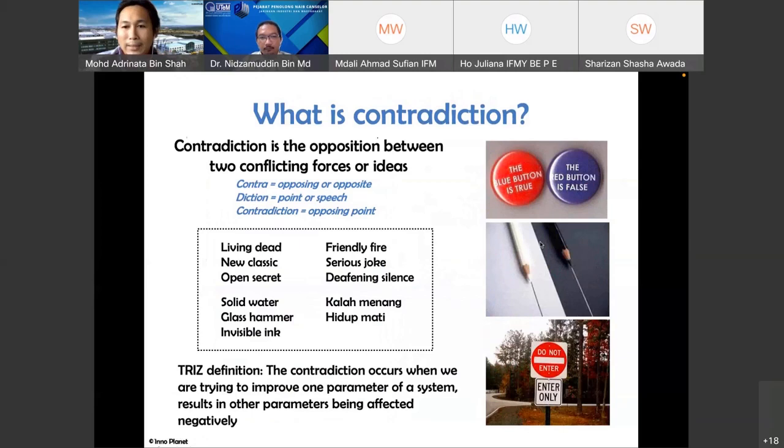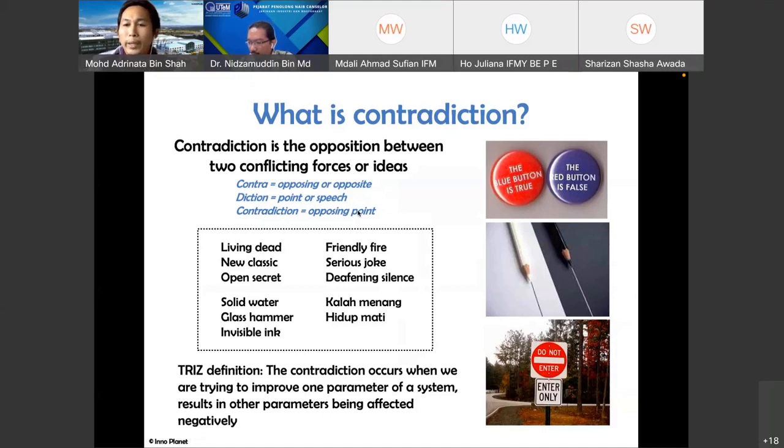Okay, what is contradiction? Contradiction is the opposition, the opposite, contra. Sorry, the blue button is true, the red button is false. So there is the contradiction of red and blue. Contra means opposing or opposite. Diction means point or speech. So contradiction is an opposing point of anything.